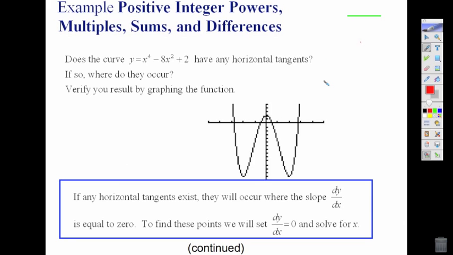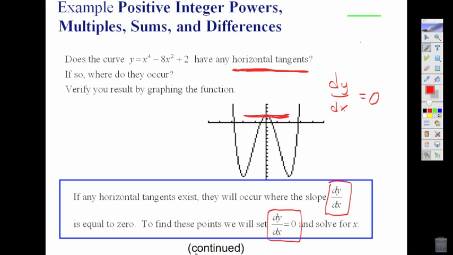In this next example, we're going to use our power rule and sum and difference rule to find horizontal tangents. Now remember, horizontal tangents are where we're getting tangents whose slopes are 0, which means we're looking for where our derivative is equal to 0. We can do this completely algebraically. We can find it algebraically by finding our derivative using the rules or shortcuts we've had, taking that derivative and setting it equal to 0.